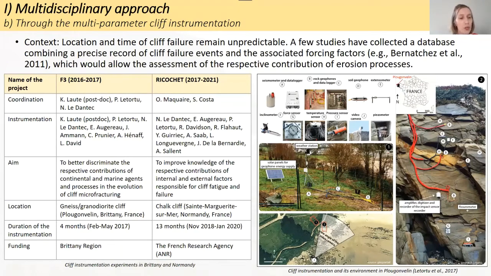Within the F3 project, which I coordinated with Katia Lotte and Nicolas Ledantec, and within the Ricochet project, ambitious, continuous, and multi-parameter instrumentation experiments were set up at a gneiss cliff in Plougonvelin in Brittany, that you can see on the slide, and at a chalk cliff in Sainte-Marguerite-sur-Mer in Normandy for 13 months.